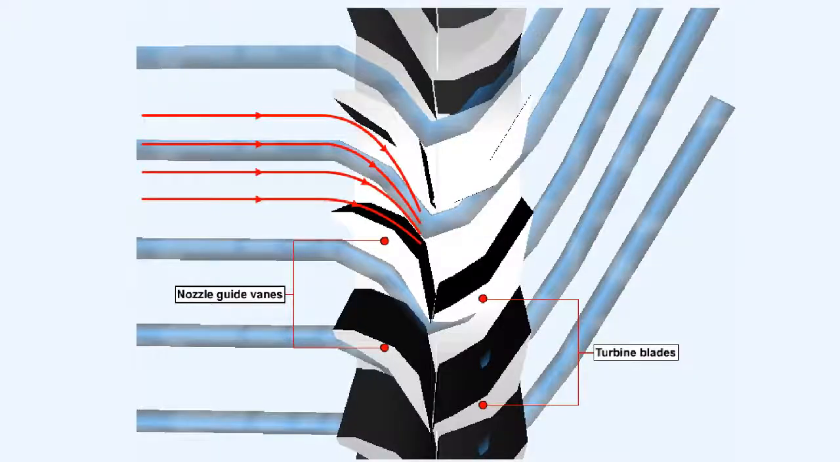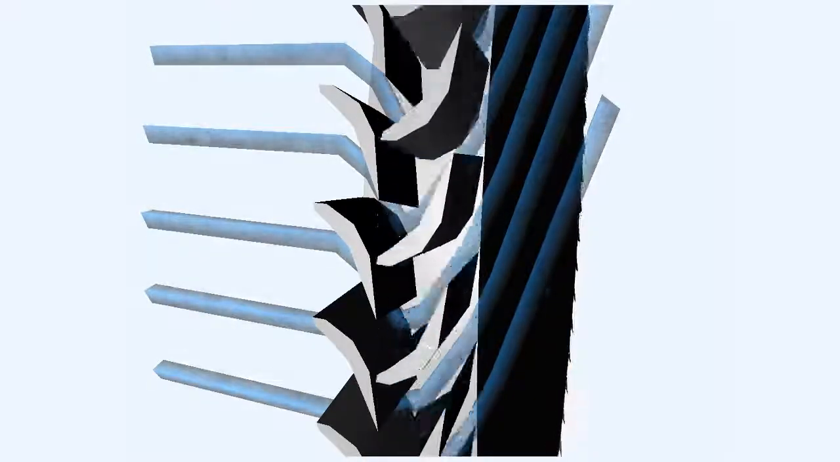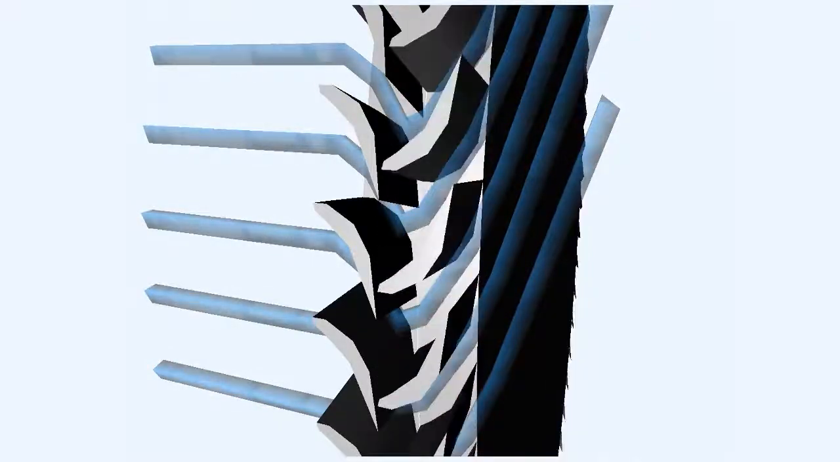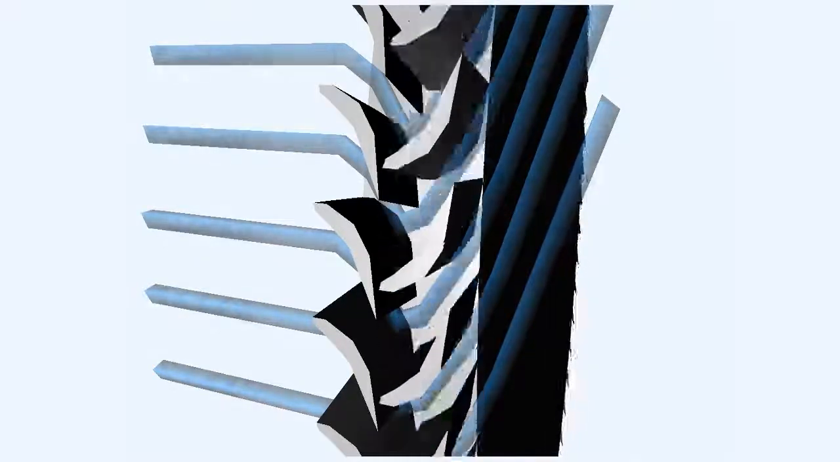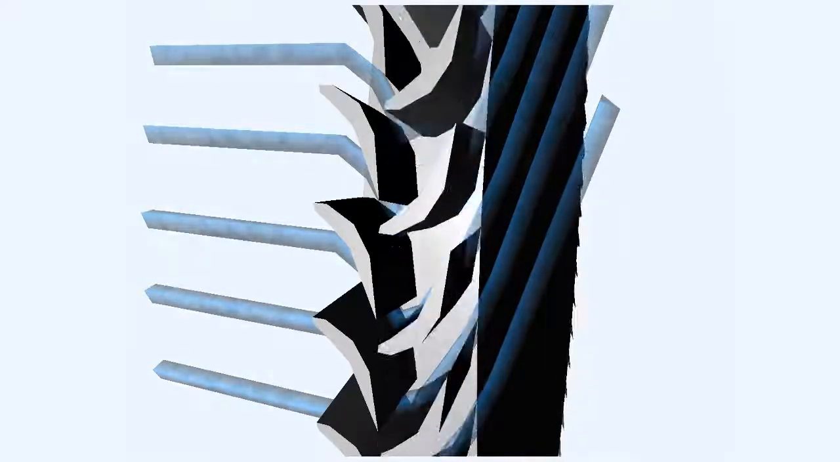This example, which we've already experienced, shows how a convergent duct is used to accelerate the gas as it passes through the nozzle guide vanes on its way to the turbine blades. The torque which is applied to the turbine blade is dependent, amongst other things, upon the rate of gas flow into it. It follows, then, that the faster we can make the gas flow into the turbine, the more torque we can transfer to the turbine.